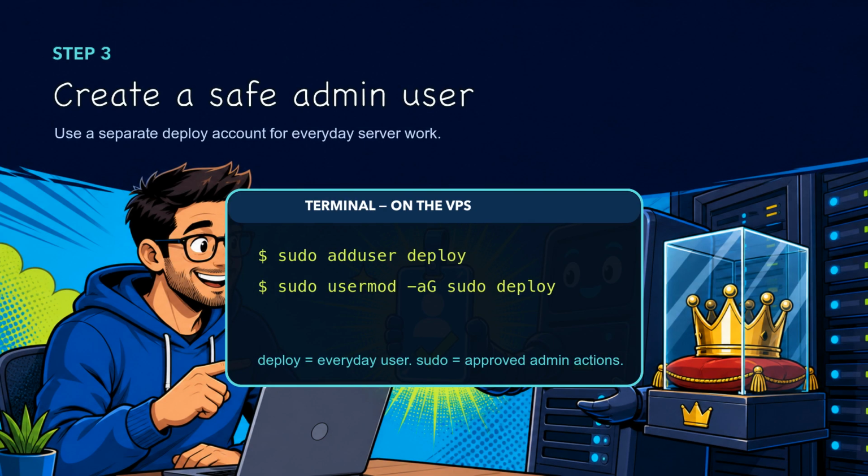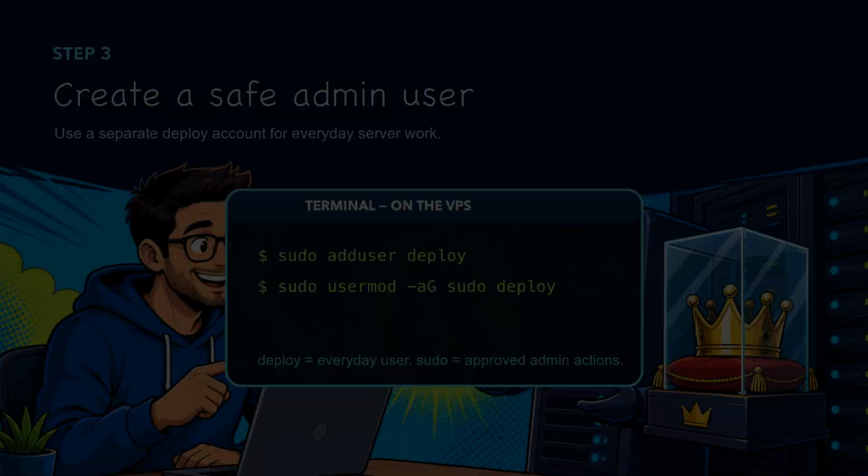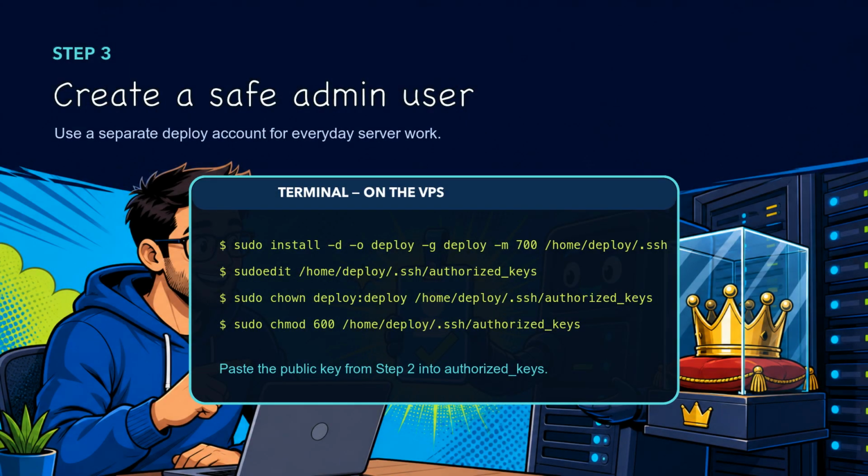On the VPS, create a new user named deploy and grant it sudo access. Sudo lets that user run an approved administration command when needed. Give deploy its own SSH folder.